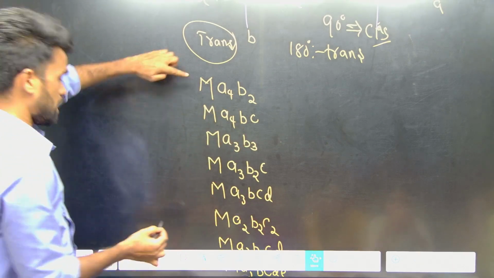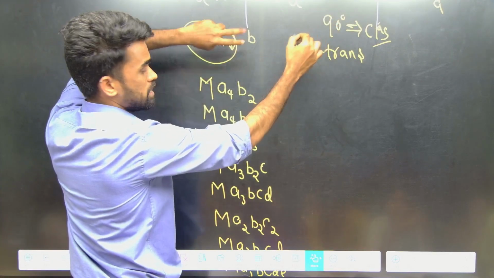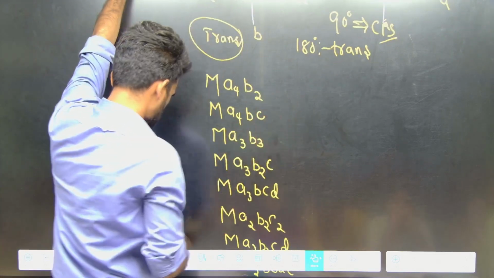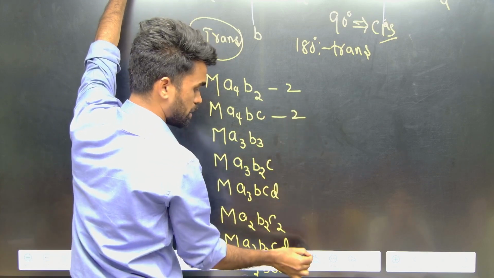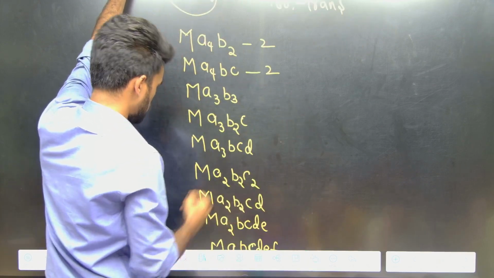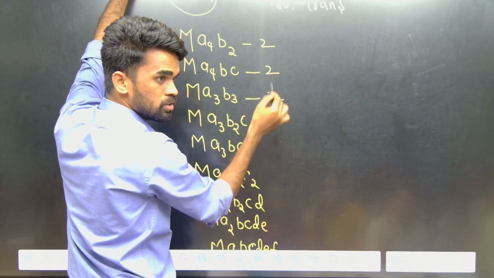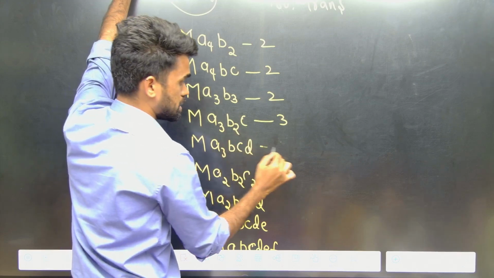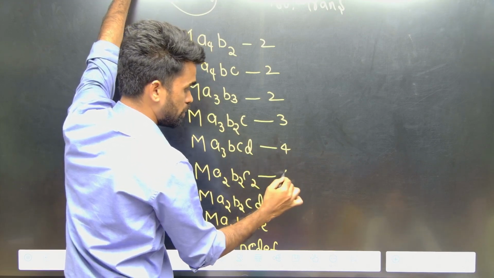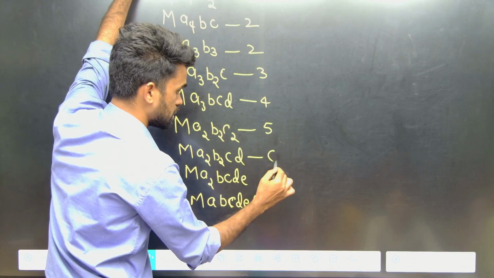Okay. So in Ma4B2, what are the possible isomers we have? 2. One is cis, trans. Like that here it is 2. Here also 2. Just remember these numbers. Here also 2. Here how many 2's are over? So here 3. Just remember. Next it will be 4. Here it will be 5. Next here it will be 6.